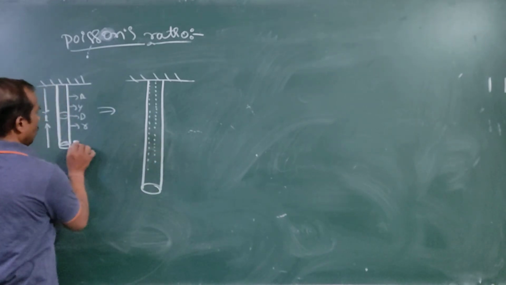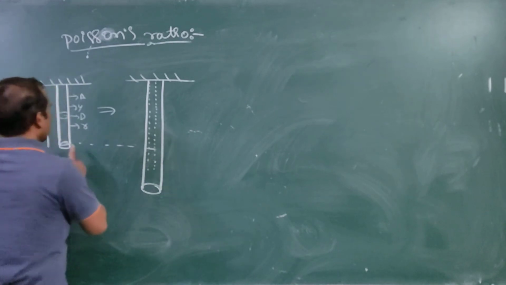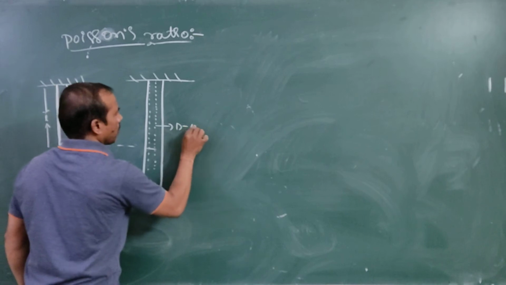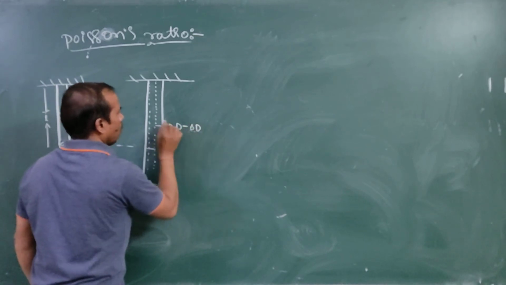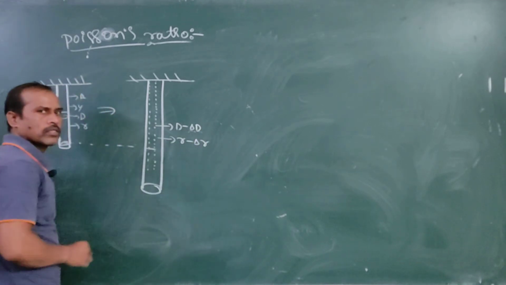This is the initial state, before loading. This is the diameter D. After loading, the diameter here is D minus delta D, or the radius is R minus delta R.